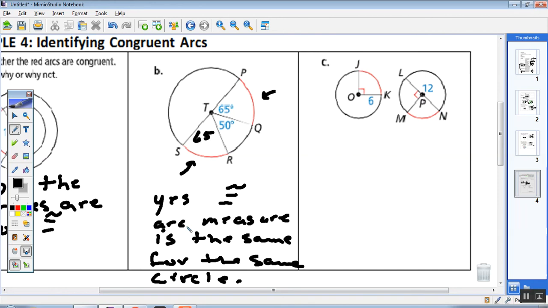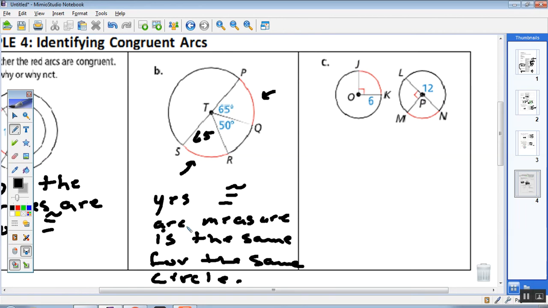Okay. How about C, JK and MN? Congruent or not congruent? Let me ask the question first. Are the circles congruent? Yeah. Because what's the radius on the left? 6. What's the radius on the right? 6. So the circles are congruent.